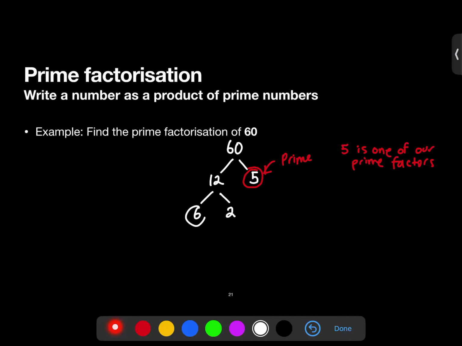So now we'll start with 6. So what are two numbers, two factors we can split 6 into?